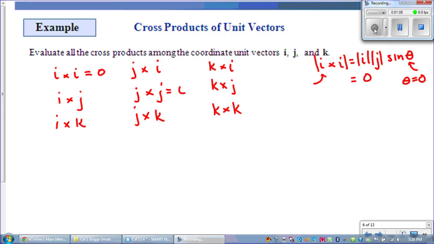J cross j likewise will be the 0 vector. And k cross k will be the 0 vector. Those vectors' magnitudes will be 0.